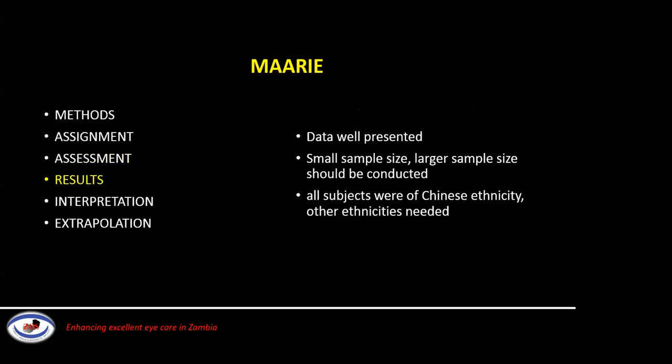For the results, the data was well presented, though the sample size was small, and also there was a bias in that all the subjects were of Chinese ethnicity. And also, we can say that they never mentioned how many eyes were analyzed, because earlier on they said that there were 67 eyes enrolled. Then they did the exclusion for the photographs, but they never told us how many eyes were analyzed at the end of the program.